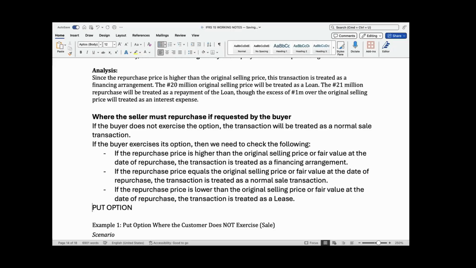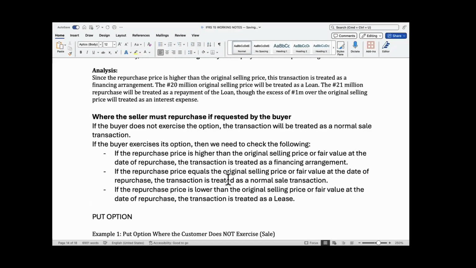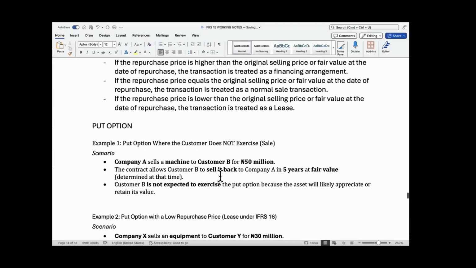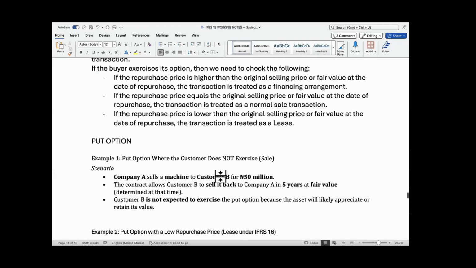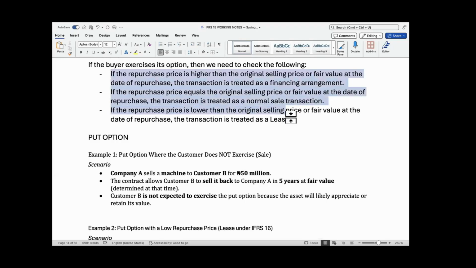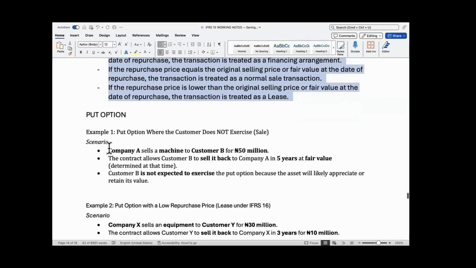So let's look at examples to make it make more sense. How many examples? Three, since there are three scenarios. It says company A sells a machine to company B for 50 million. The contract allows company B to sell it back to company A in 5 years at fair value, determined at that time. Company B is not expected to exercise the put option because the asset will likely appreciate or retain its value. So what do we do?